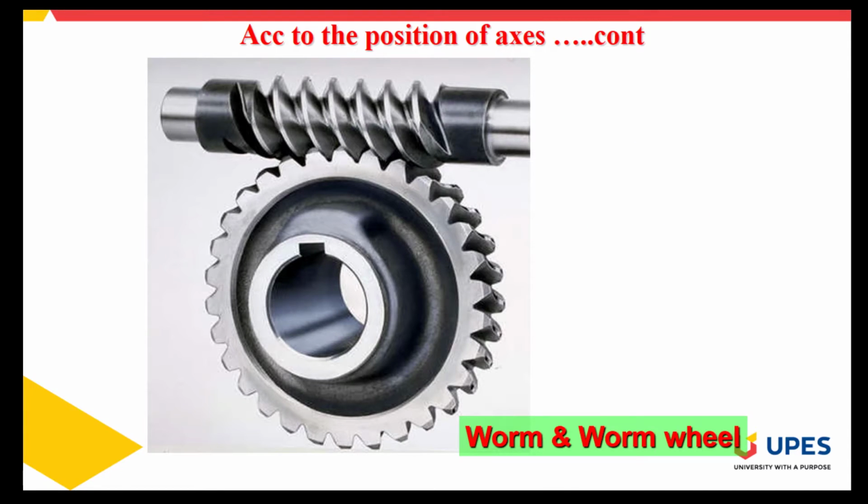This is a very important application where you can find the worm and worm wheel, which is used to transmit power. So in this, what happens? You can visualize that if you rotate this worm by a single turn, then your worm wheel will rotate one by the number of teeth on the worm wheel. So this is very important to understand, that it can give very large speed reduction.